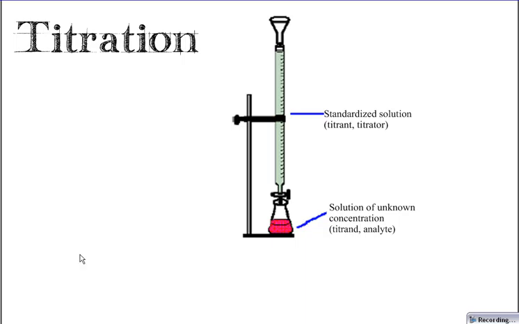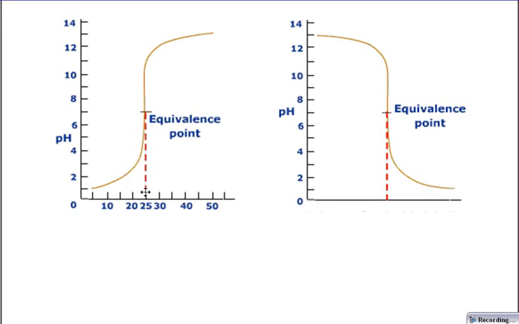When the standardized solution and the unknown solution, the solution of unknown concentration, come together, there will be a change in the pH. And this can be graphed to give us what's called a titration curve. A titration curve shows the pH as more of the standardized solution is added to your unknown concentration.